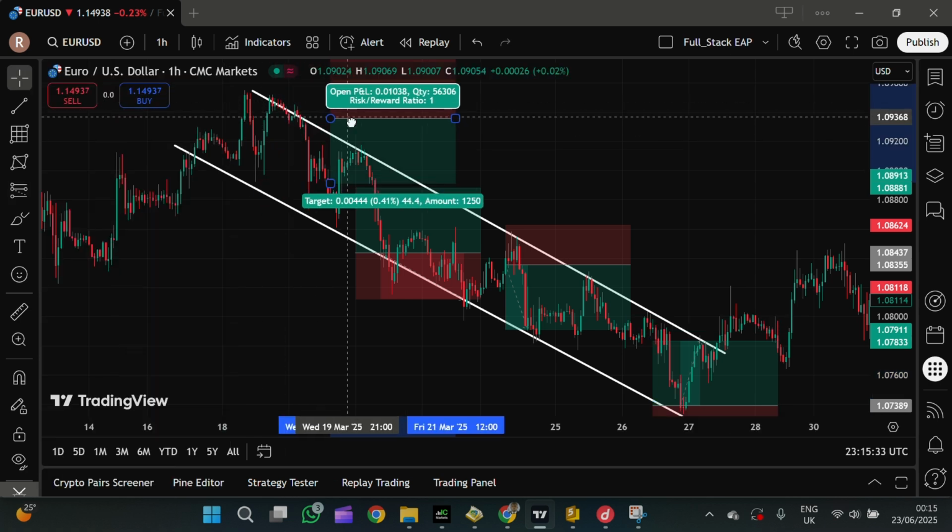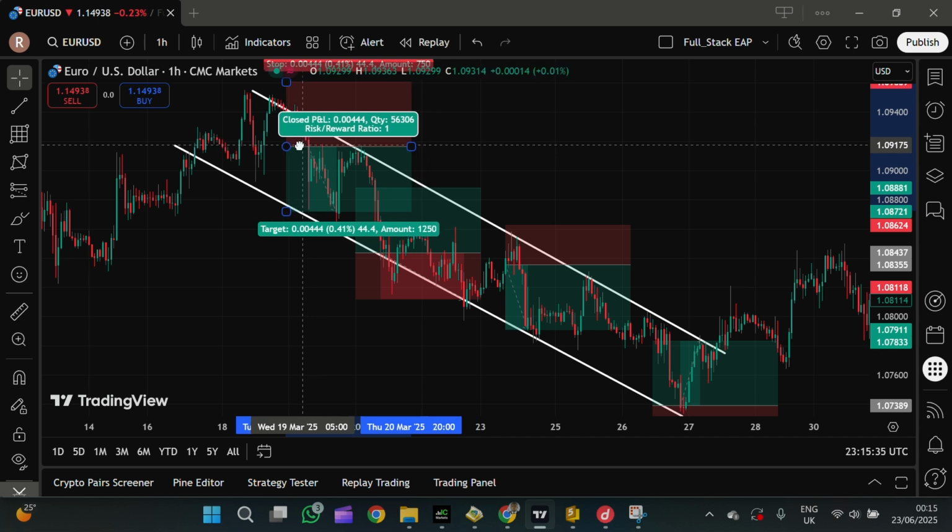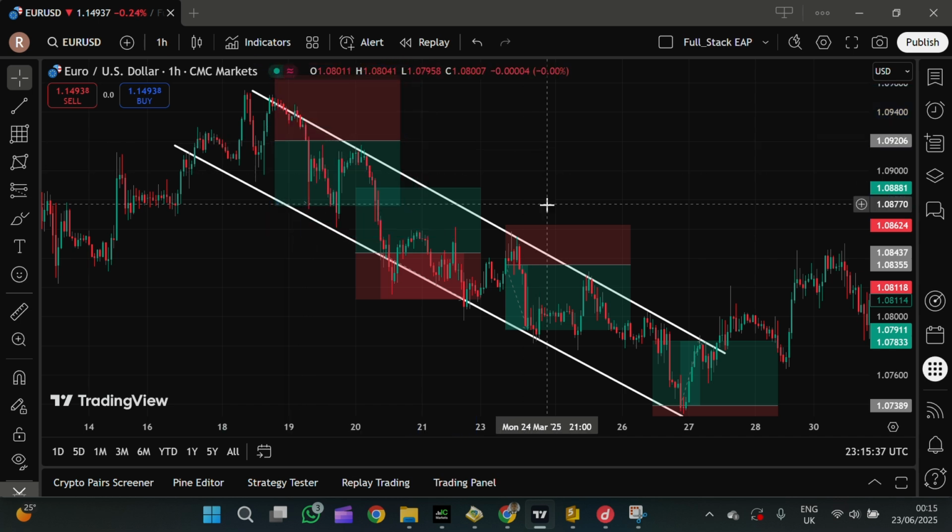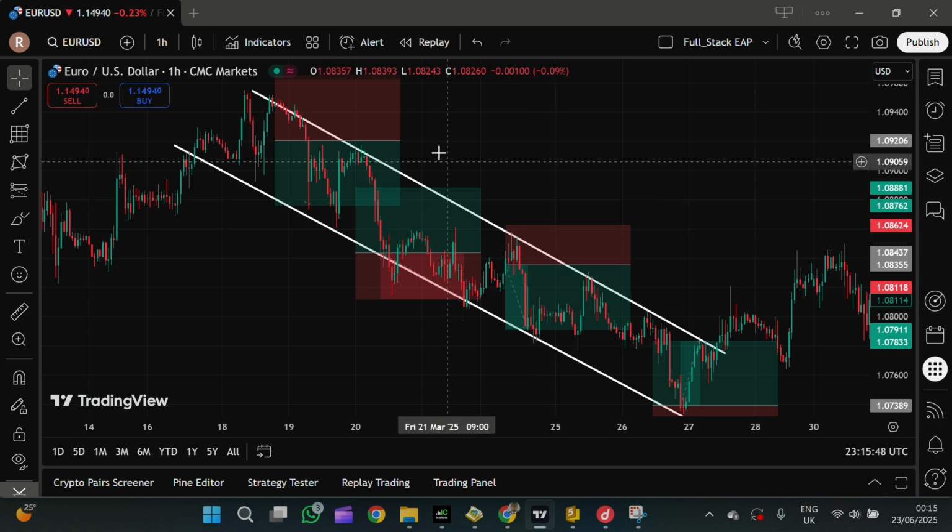After this liquidity sweep here, you see, you may wait for a retracement. That's cool. But the thing now is that you are working with high level probable statistics. So now you see that you won here.